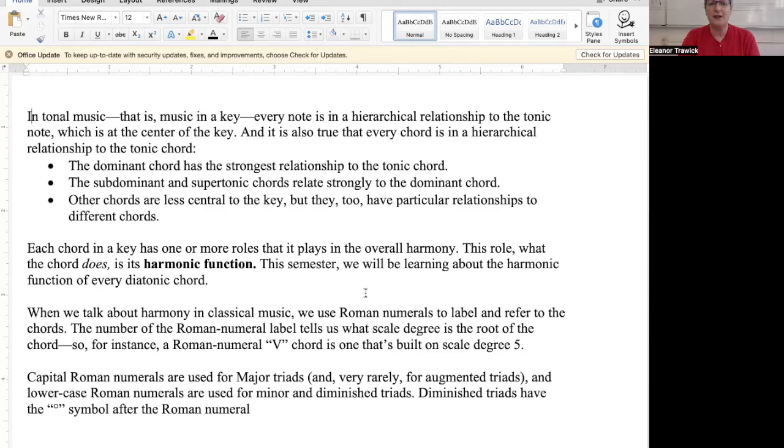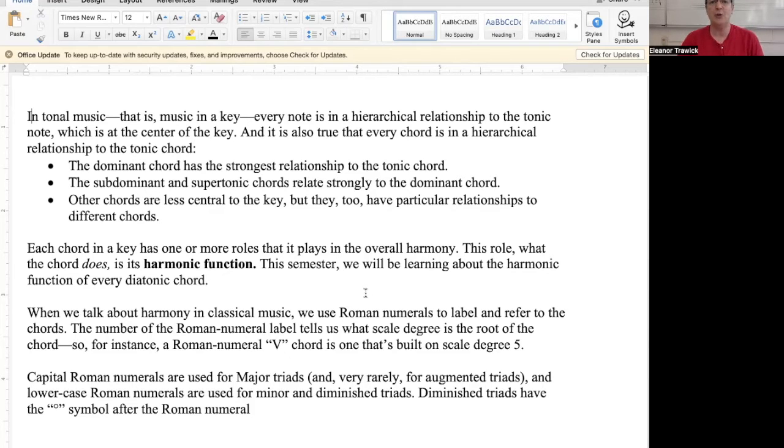First off, what they tell us is the scale degree that's the root of the chord. So when we talk about the Roman numeral 5 chord, that's one that's built on scale degree 5. In the key of C major, the 5th scale degree, C, D, E, F, G, is G. So the 5 triad is G-B-D. It's a G major triad.